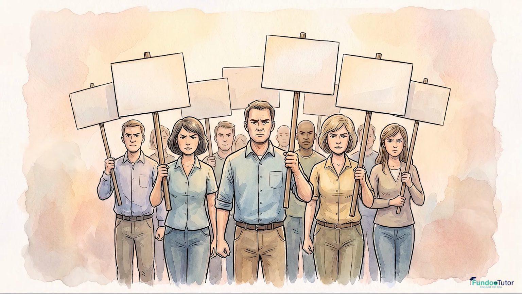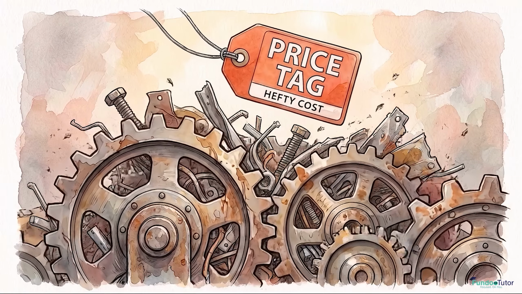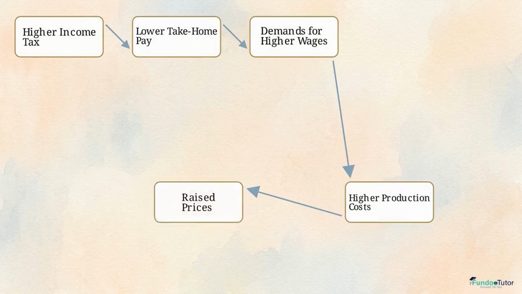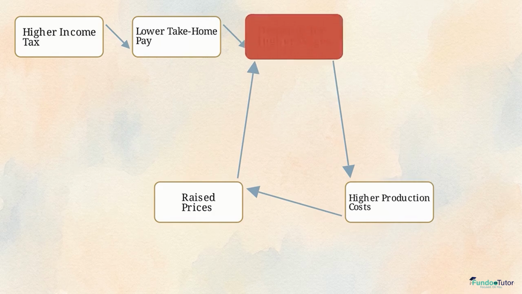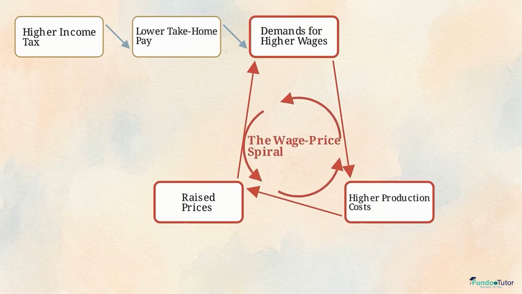Workers facing a sudden drop in their living standards won't just accept it quietly. They will likely strike and demand higher wages to compensate for the tax hike. If firms cave to the pressure and grant these higher wages, their own production costs increase. To maintain their profit margins, businesses push those extra costs onto the consumer by raising prices. Prices go up, so workers demand even more pay, and costs rise again. This destructive economic cycle is defined as the wage price spiral.